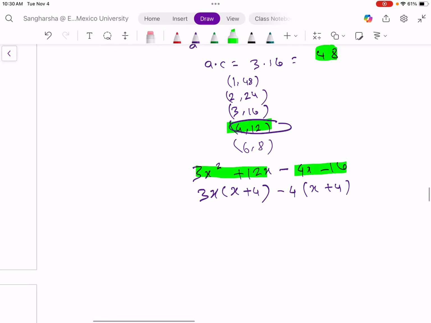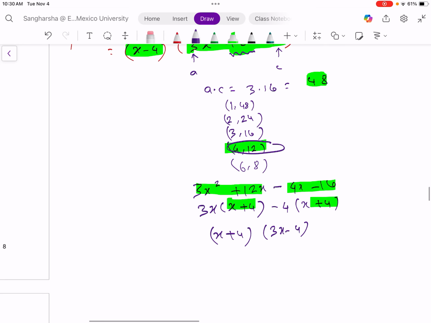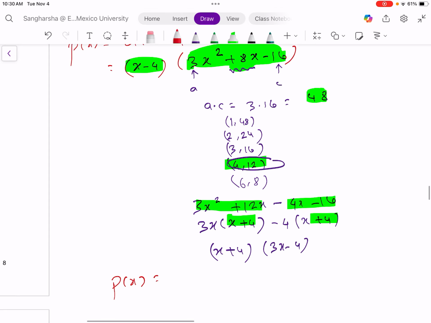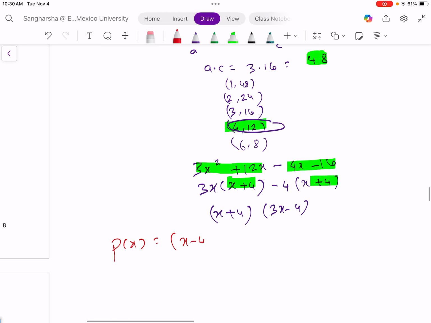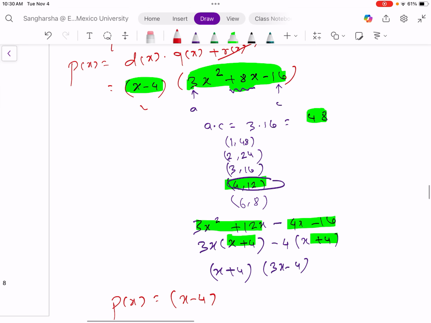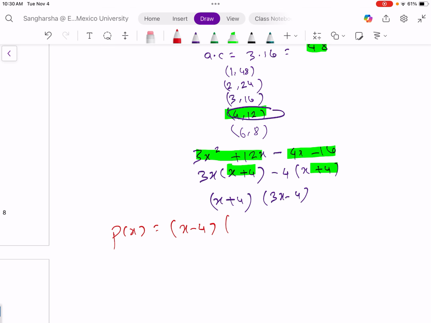Now here x plus 4 is common. So let's factor out x plus 4. And we have 3x minus 4 as it is. Okay, so our p of x is, we have x minus 4, which we already have here. Then we have x plus 4, and the next 3x minus 4. Now these are the factors for this polynomial.